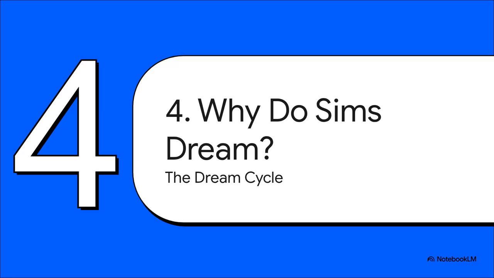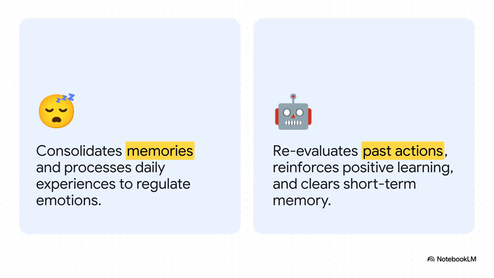And this brings us right back to that wild question we started with, because to learn efficiently, the sim agent does something truly remarkable. When it goes to sleep, it doesn't just power down. No, it enters a dream cycle. And what's wild is that the function of this dream cycle is incredibly similar to human sleep. Just like our brains consolidate memories and process the day's events overnight, the sim agent uses this time to reevaluate its past actions. It reinforces the things that worked, it learns to forget the things that didn't, and it clears out its short-term memory to get ready for the next day.